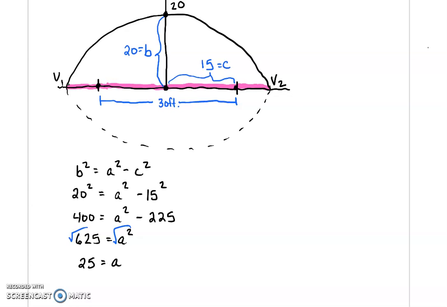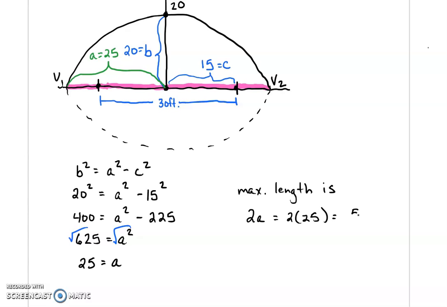Now remember, A is the distance from a vertex to the center. But that's only halfway across the ellipse. So the maximum length the room can be is 2A, or 2 times 25, which is 50 feet.